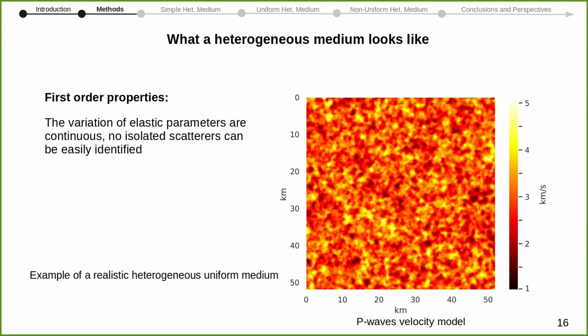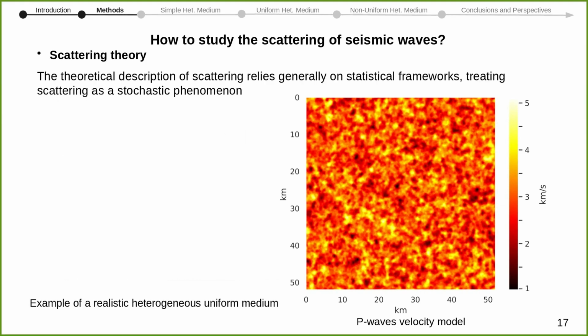But if we want to imagine something that is closer to actual real conditions, we should imagine something that looks like this, in which, as we can see, the elastic parameters are continuous, and the variation of elastic parameters is continuous, and no isolated scatterers can be easily identified, in contrast with before. So the first tool that we have is the scattering theory and radiative transfer equation.